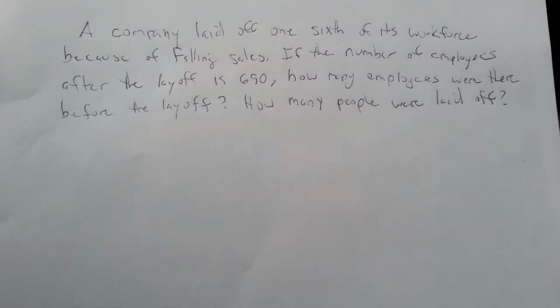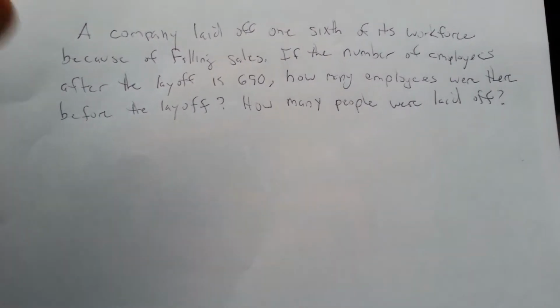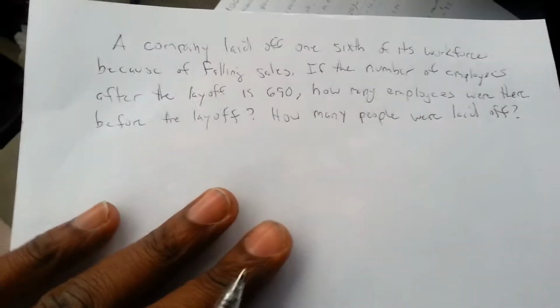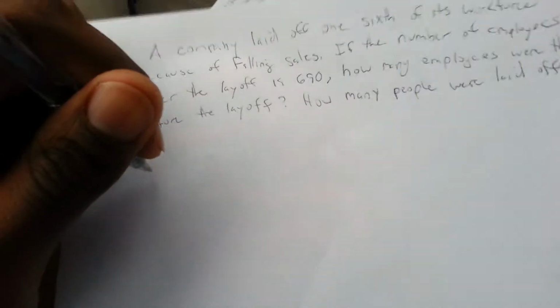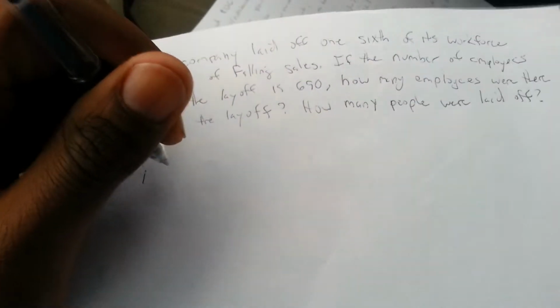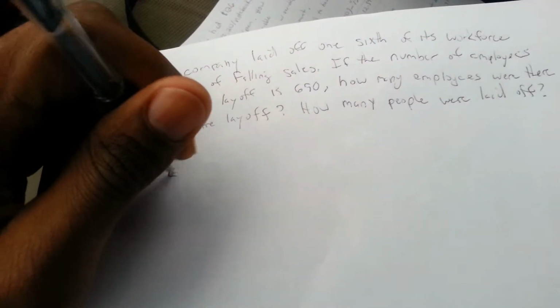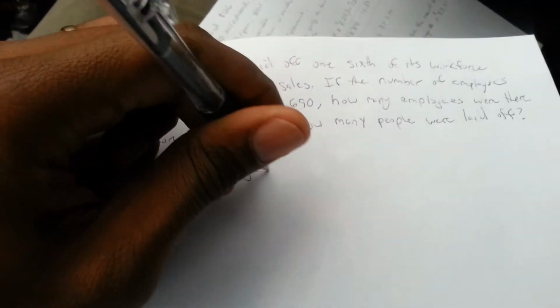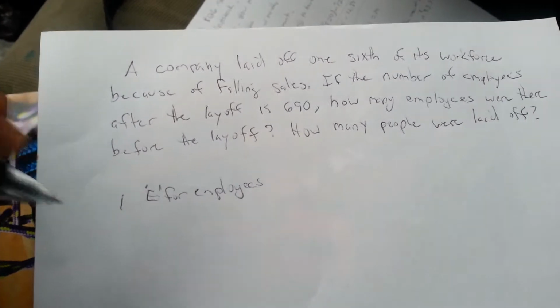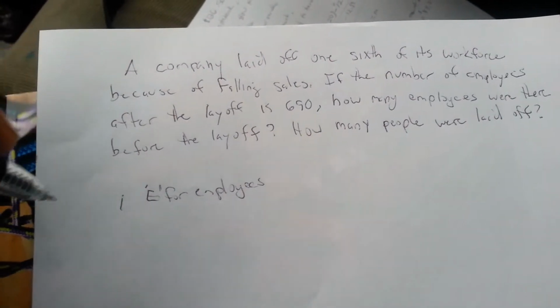Again, we have to come up with a variable. We'll just use E for employees. So step one, I'm just going to say E for employees. You have to come up with your own sentence or whatever.